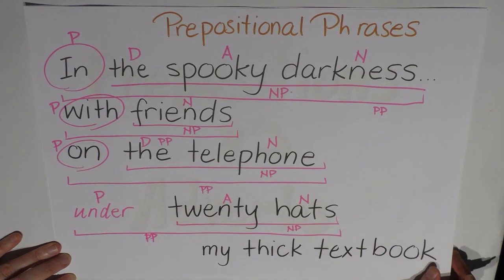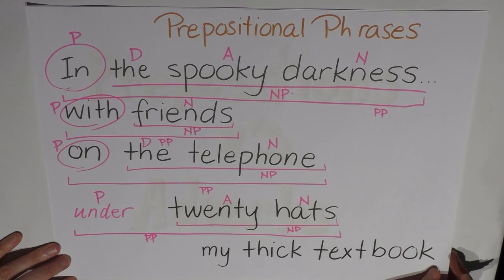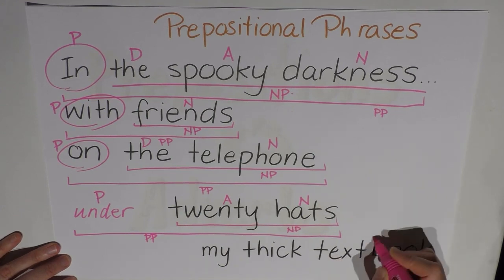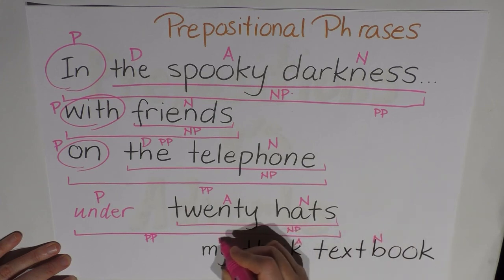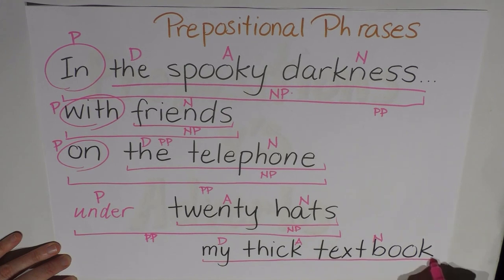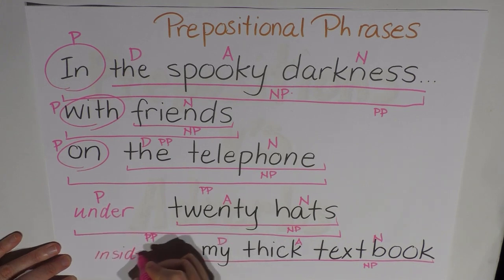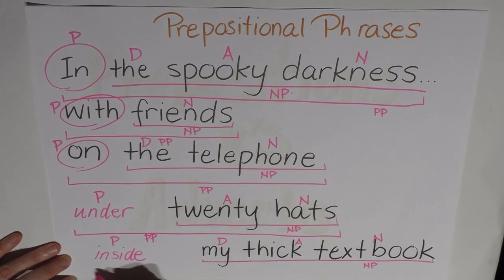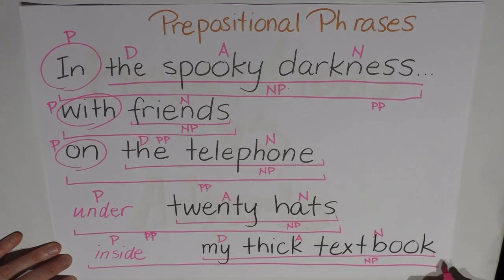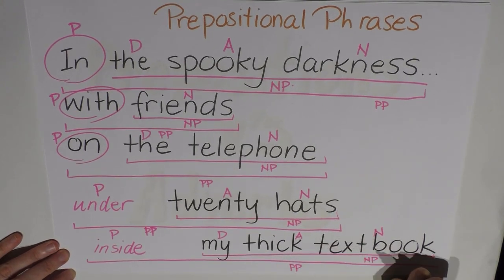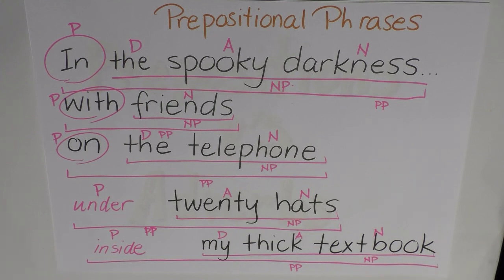And let's think of our last one, my thick textbook. What kind of preposition can we put in front of my thick textbook? We've got textbook is the noun, thick is the adjective, my is the determiner. So my thick textbook is a noun phrase. We need to put a preposition in front of that to make a prepositional phrase. Let's say inside. Inside is a preposition, and in front of my thick textbook, it becomes the prepositional phrase. So hopefully you can clearly see that a prepositional phrase is a preposition in front of a noun phrase. I think that describes prepositions and prepositional phrases.